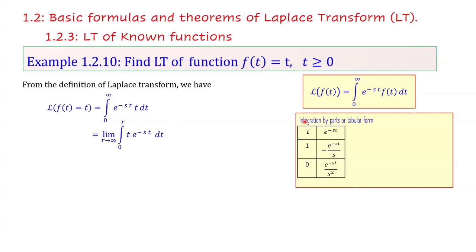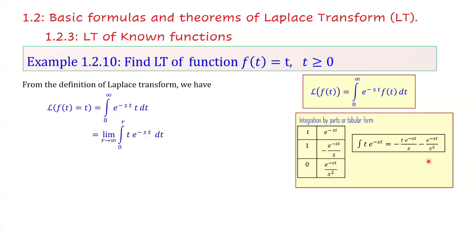This is our first function t, and the second function is e to the power minus st. The first function's derivative is 1, and the second function's integration is minus e to the power minus st over s. The derivative again, the second derivative, is 0, and the second integration is e to the power minus st over s squared. Then we multiply across with alternating signs. Therefore, we get the integration: minus t e to the power minus st over s, minus e to the power minus st over s squared.